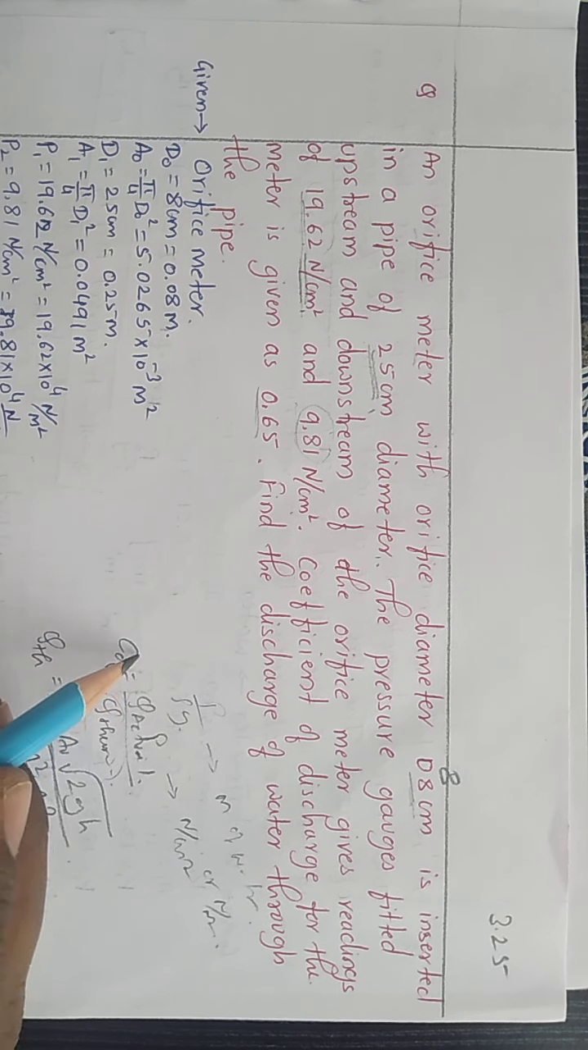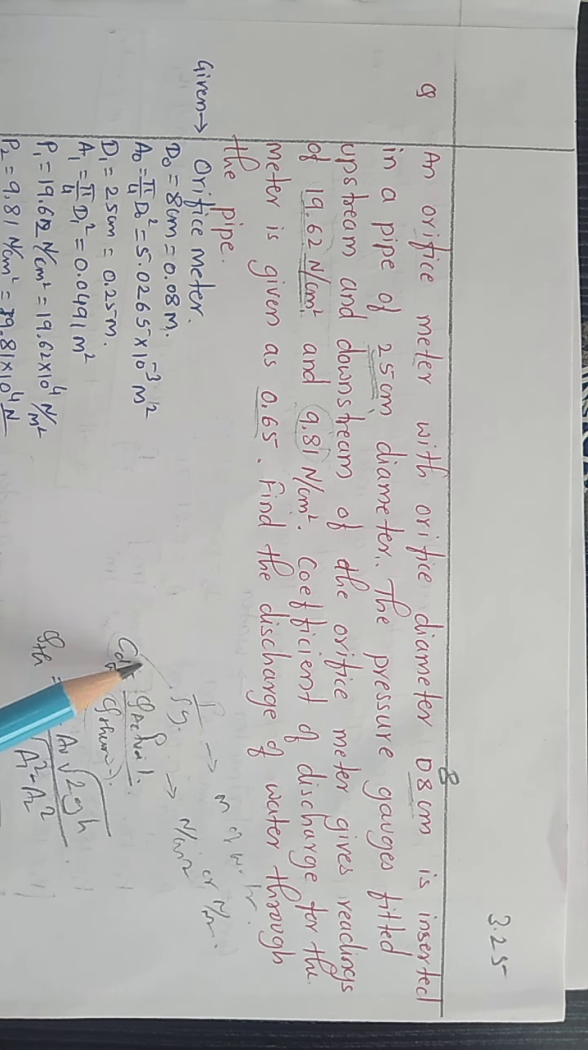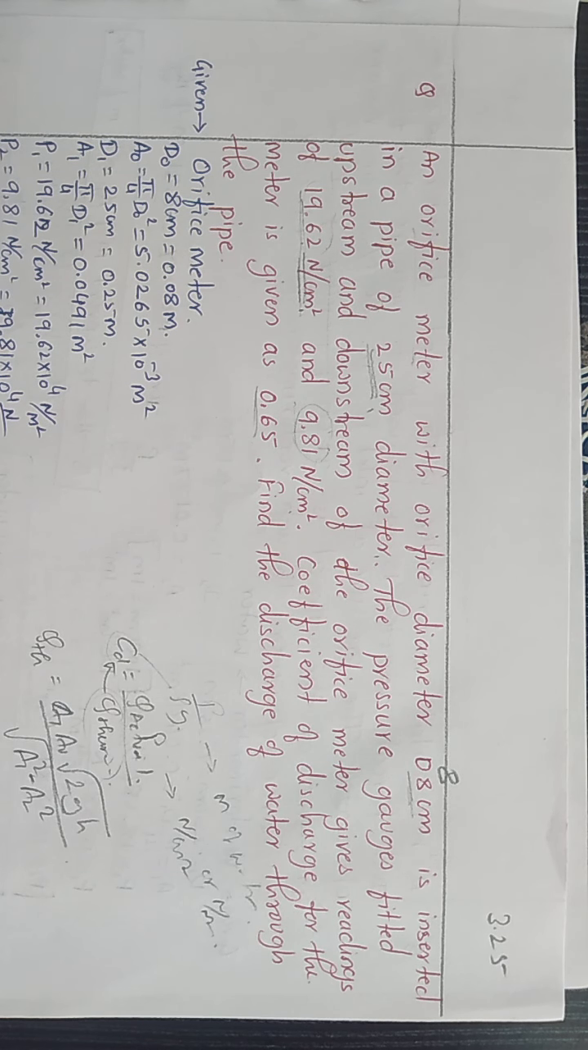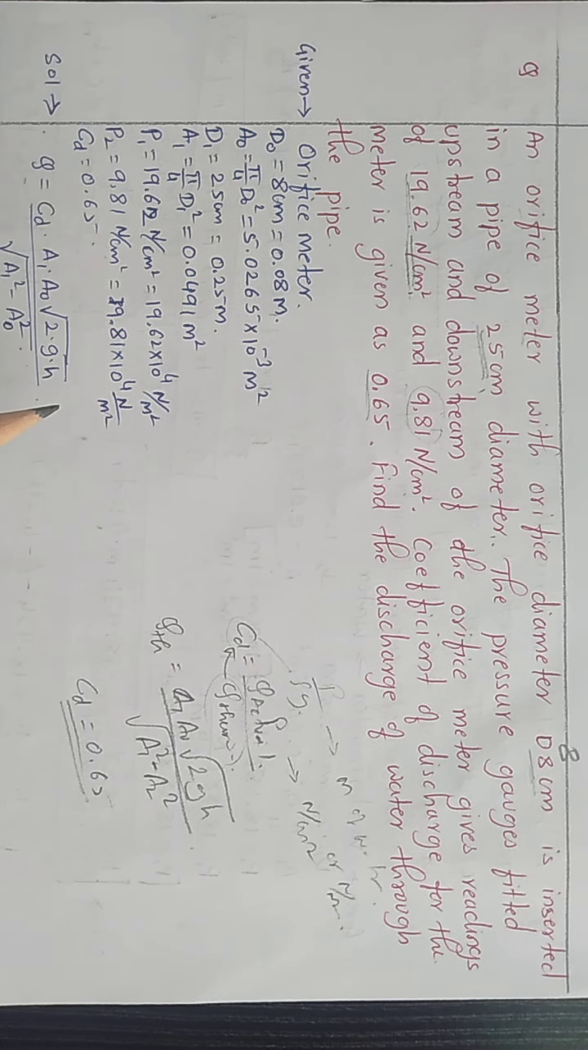If the CD value is more, then our actual and theoretical discharge will be almost equal. In the case of an orifice, the CD value is less because of more losses. So we take the CD value around 0.65 for an orifice plate. If nothing is given, you assume it as 0.65, whereas for a venturi meter it is around 0.98. Okay, let's see what is given in the problem.